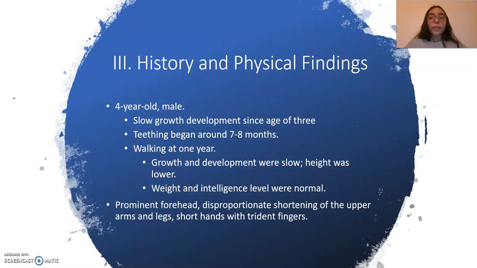What was interesting to me was that his weight and intelligence were normal. So he was not affected in that manner by the genetic disorder. The child did show phenotypic features such as a large head with a prominent forehead, disproportionate shortening of the upper arms and legs, and short hands with trident fingers.